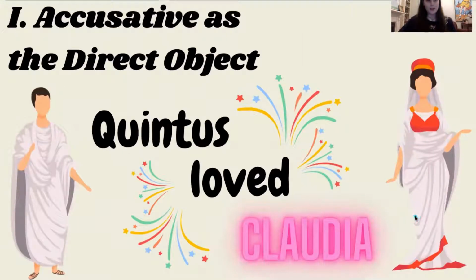So the first thing is obviously the accusative as the direct object, which is what the accusative is most often going to be doing. So in the sentence, Quintus loved Claudia, Claudia is the object. She is receiving the action of the verb, which in this case is love. So Quintus would be the subject, and Claudia is the direct object of the action that Quintus is performing.